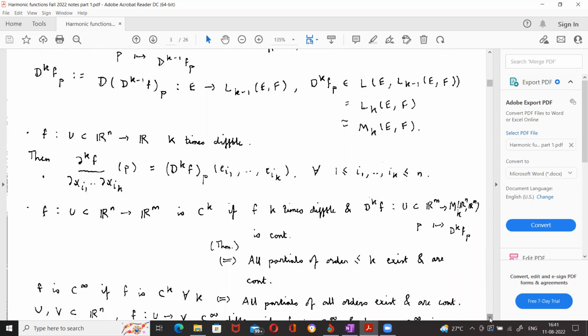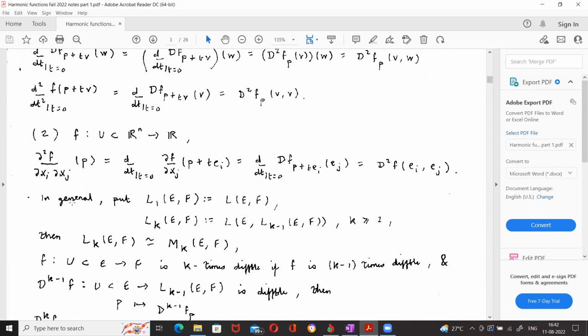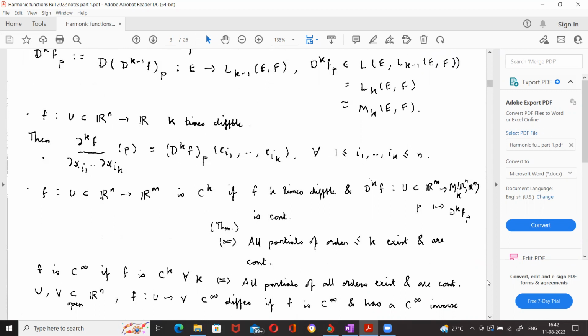And so again, if I take a function from Rn to R which is k times differentiable, then like we saw here, the second order partial derivatives were given by the second derivative applied to the basis vectors ei, ej. Similarly, for higher derivatives, a kth order partial derivative, del^k f over del xi1 up to del xik, is equal, and it's not hard to show, to the kth derivative d^k f at p applied to the vectors ei1 up to eik, where ei is the usual standard basis of Rn.